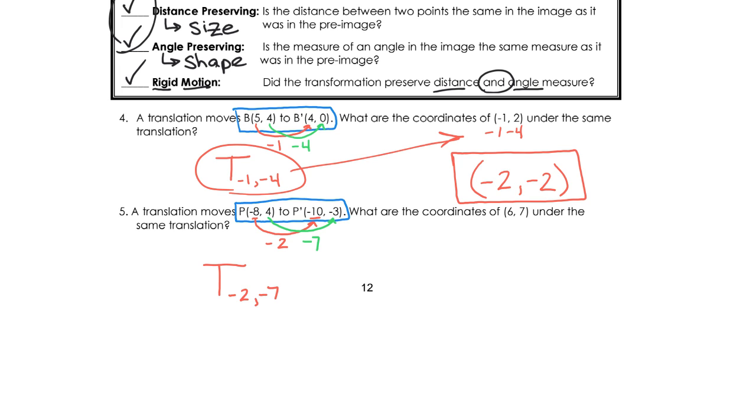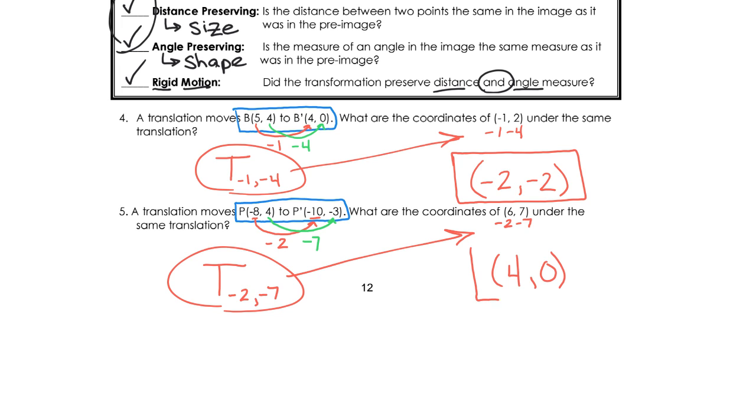Now that we have our rule, we're going to apply it so that we can move 6, 7 the same exact way, which is actually 2 to the left and 7 down. So we're going to take the minus 2, put it under the x, take the minus 7, put it under the y, and then do the math. 6 minus 2 gives us an x coordinate of 4, and 7 minus 7 gives us a y coordinate of 0. And there is our new point under the same translation that moved P to P prime.